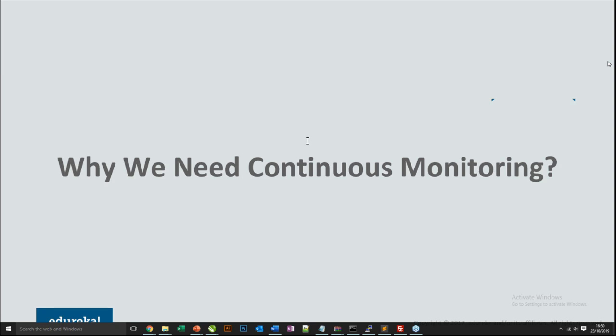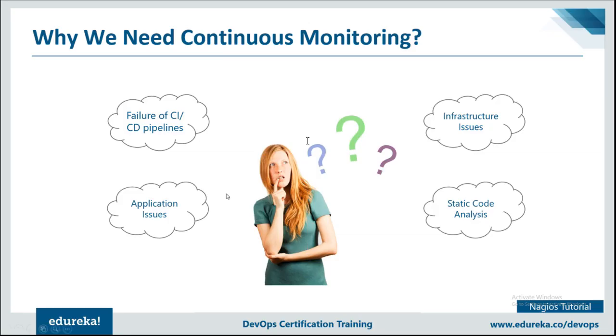Now, we were discussing why exactly we need continuous monitoring. We need continuous monitoring to make sure that failures of the CI and CD pipelines, as in continuous integration and continuous deployment pipelines, are well reported. And not just after the failure, but also if they are about to fail or any kind of abnormalities are observed based on the rules and logic that we have defined, that can be reported well in advance, right? And then any kind of application issues.